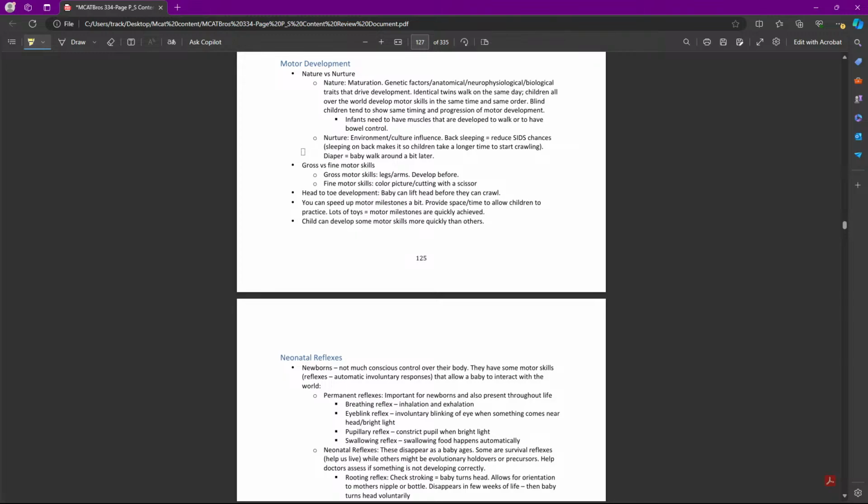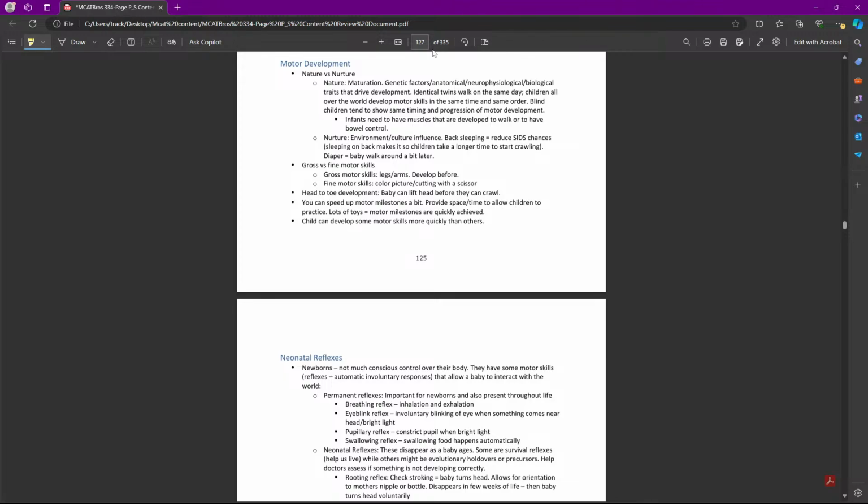Gross versus fine motor skills. Gross motor is like the larger muscle groups. Fine motor is cutting paper, coloring a picture. Head to toe development. Babies can lift the head before they can crawl. So think you want to develop from head down and then inside out.